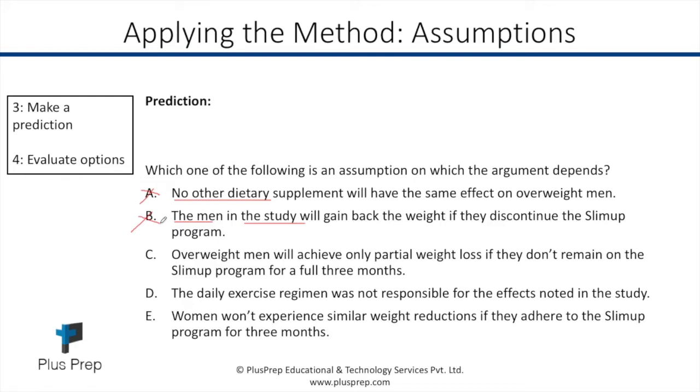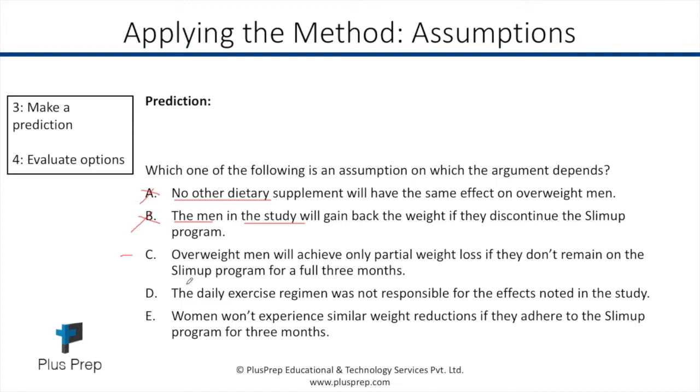C, overweight men will achieve only partial weight loss if they don't remain on the Slim Up program for a full 3 months. Now, on cursory view, it sounds like, okay, this could work. It sounds weird enough to be possibly the right answer. Let me keep this. We will come back to this and evaluate it a little closer. Let's not waste too much time on justifying it.